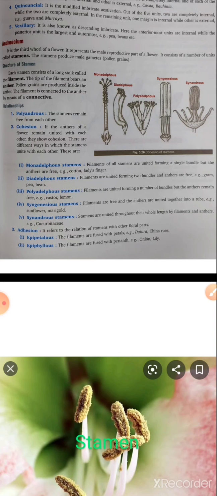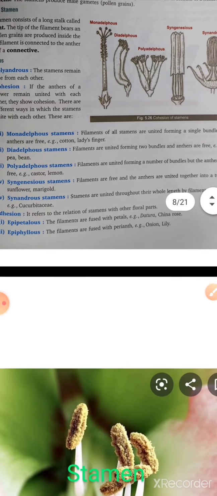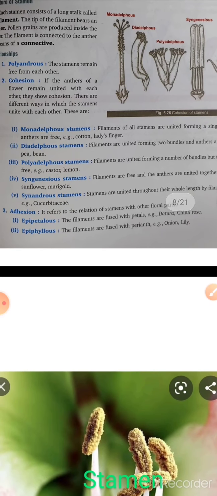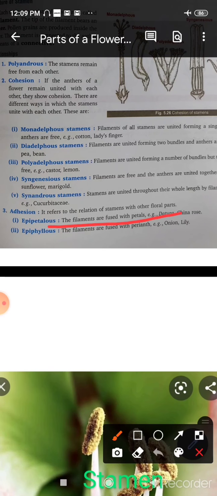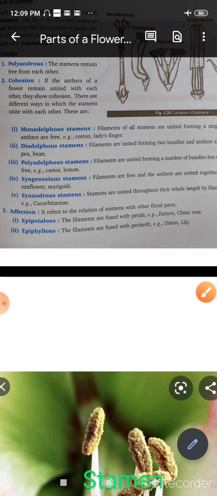Third we see is adhesion. This refers to the relation of the stamen with other floral parts. That means how the stamens are attached to the other floral parts. Now there are two types: epipetalous, where the filaments are fused with the petals, right? Filaments are attached to the petals, that is epipetalous. And if the filaments are fused with the perianth, then that is epiphyllous, right?